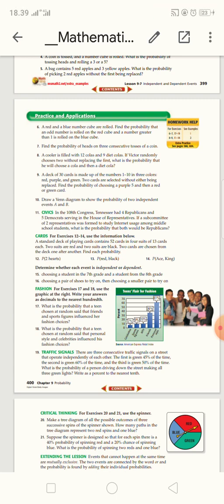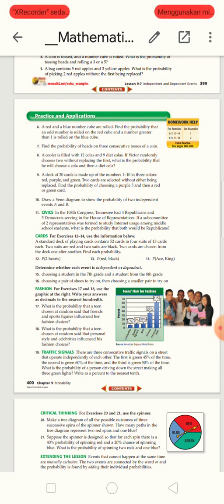In the Congress, Tennessee had four Republicans and five Democrats serving in the House of Representatives. If a subcommittee of two representatives was formed to study internet usage among middle school students, what is the probability that both will be Republican?